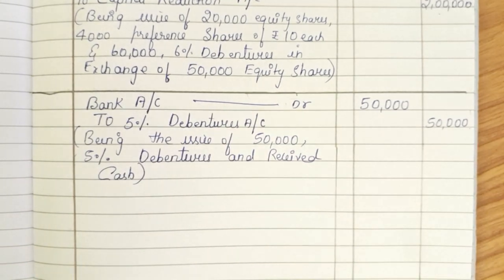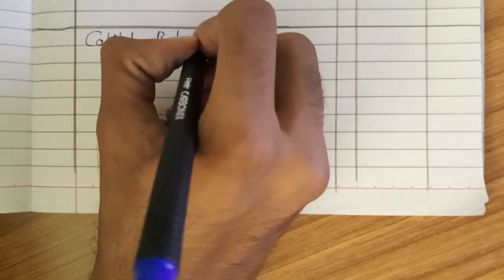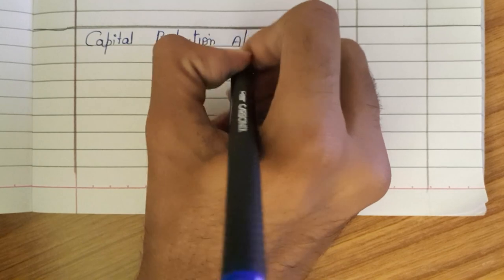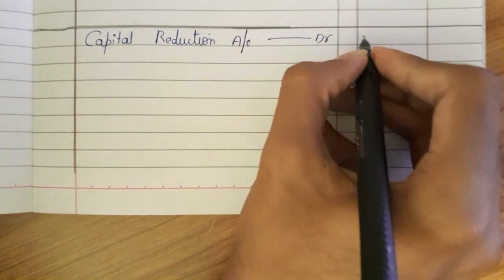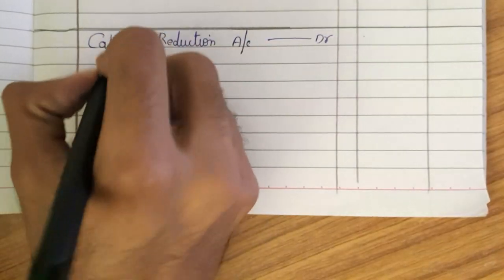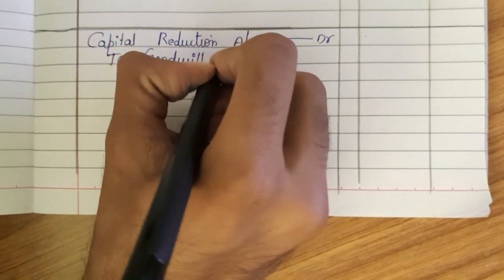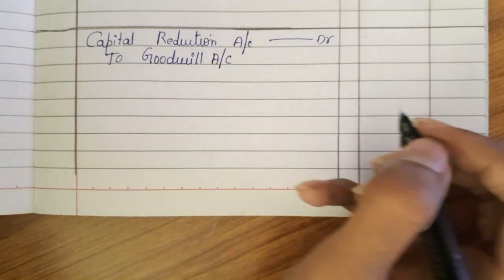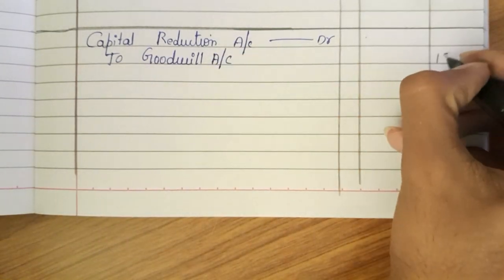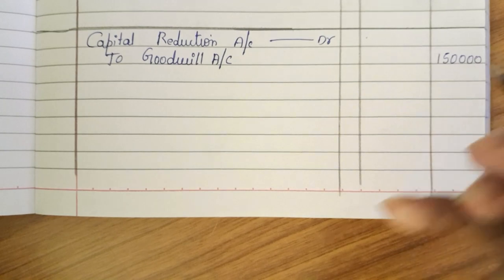Now, last entry. Capital reduction account debit. Don't write the amount value now. First, we are reducing what? Value of goodwill. So goodwill account, we are reducing the value to 1,50,000.